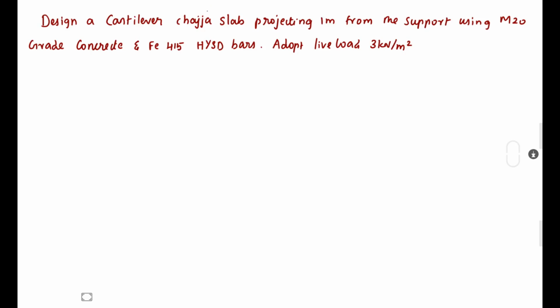Today we are going to see the problem related with design of cantilever slabs. The problem is design of cantilever chajja slab projecting 1 meter from the support using M20 grade concrete and Fe415 HYSD bars. Adopt live load as 3 kilonewton per meter square. So this is the sunshade or balcony, so we can provide the cantilever slab.